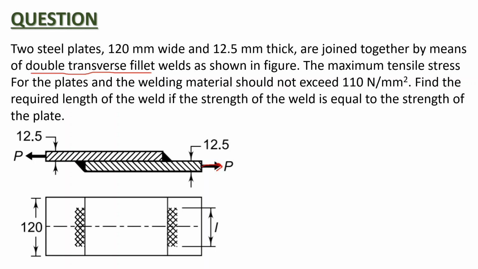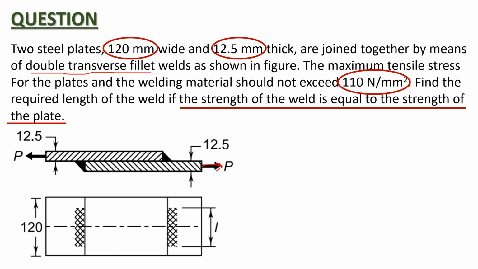First of all, let's see what information is given to us in the question. The first thing given to us is the width of the plate, which is 120 mm. The next information given to us is the thickness of the plate, which is 12.5 mm, and which will also be equal to the leg of the weld. The next information given to us is the allowable tensile stress which the welding material can withstand, which is equal to 110 megapascal.